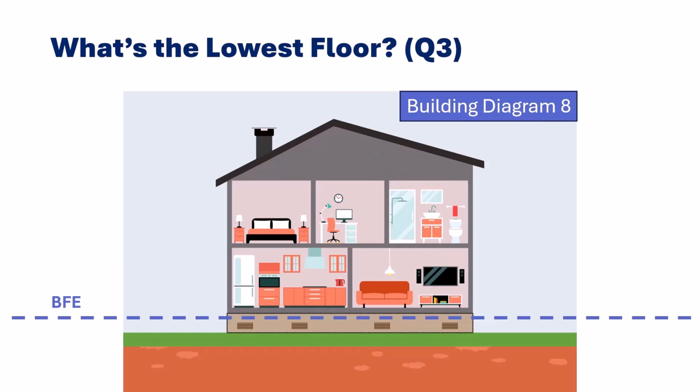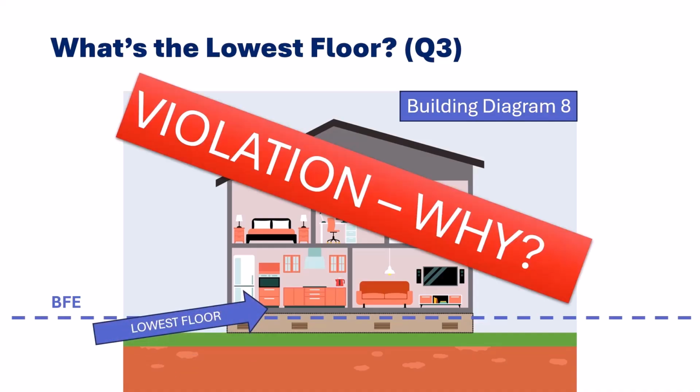Here's a building on a crawl space without an attached garage, where it looks like the finished floor is above the BFE. What's the lowest floor here? And is it okay? Here's the lowest floor. However, it is a violation. Can you see why? It's because of the state's BFE plus 1 requirement.